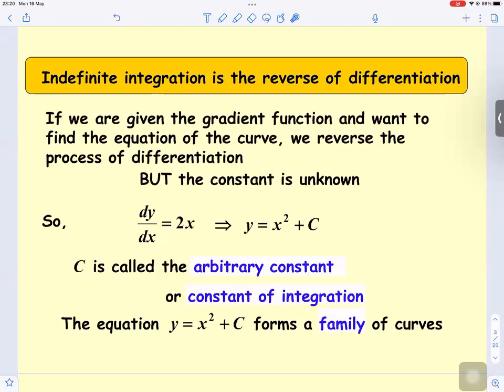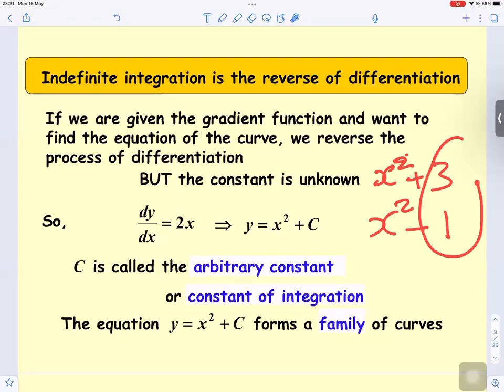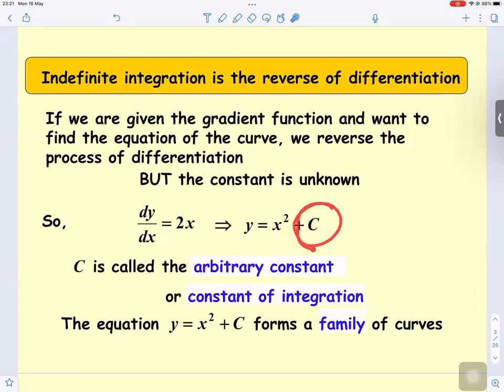So we can say indefinite integration is the reverse of differentiation. If we are given the gradient function and want to find the equation of the curve, we reverse the process of differentiation, but the constant is unknown. So we have x squared plus 3, x squared minus 1. We do not know the constant, whether it's plus 3 or minus 1. So we call it a plus c.